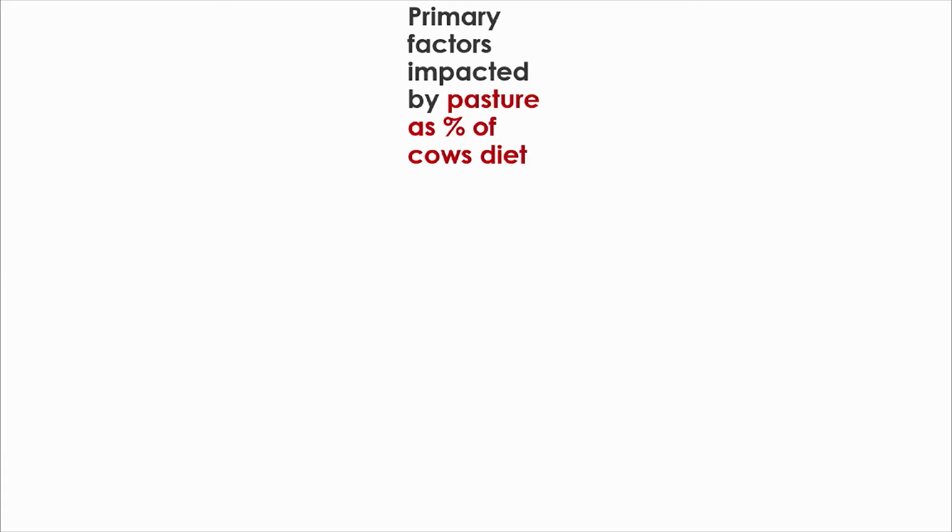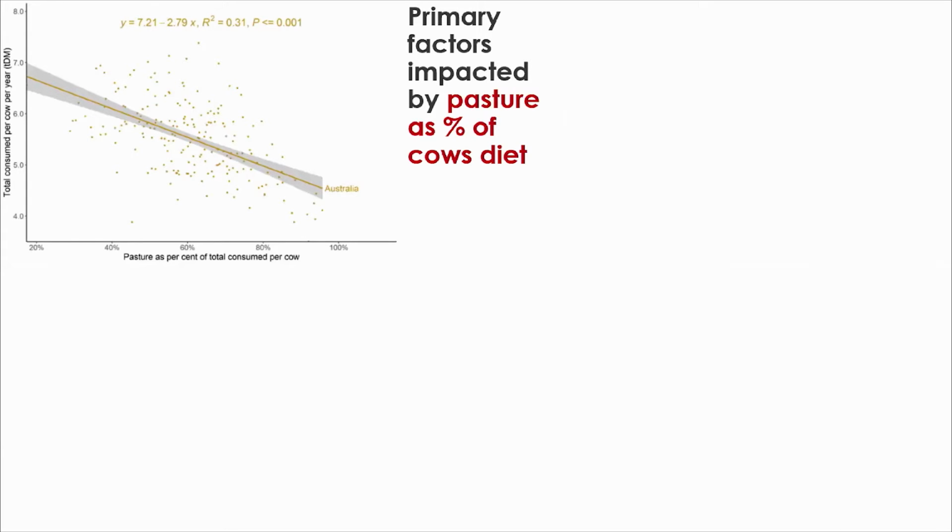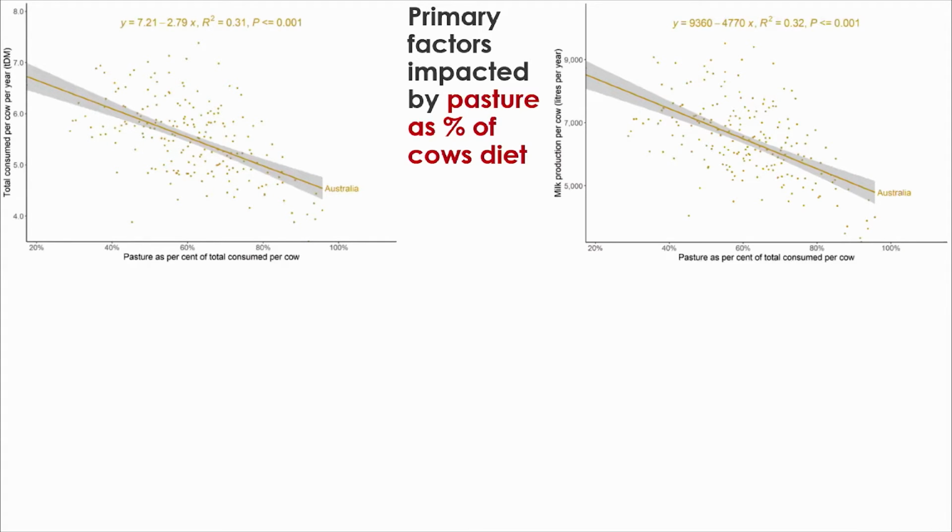Although these final two graphs highlight the known negative impacts of increasing pasture as a percent of the cow's diet. Firstly, this graph outlines the impact of diet pasture percent on total dry matter consumed per cow, and now the impact on milk production per cow. The trends are understandably similar, with increasing diet pasture percent contributing to a decrease in total intake and milk production per cow.